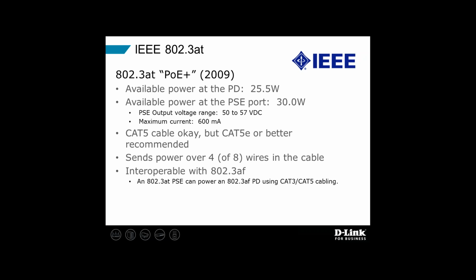And they also raised the maximum current from 350 milliamps to 600 milliamps. The standard says Cat 5 is okay, but certainly Cat 5e or better is recommended. This standard also uses 4 of the 8 wires in the cable. And the nice thing about AT is it's backward compatible with AF. So in other words, a PSE that supports 802.3at can certainly power an older AF PD over either Cat 5 or Cat 3 cabling.